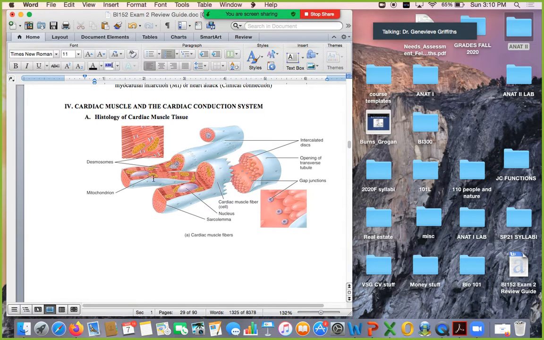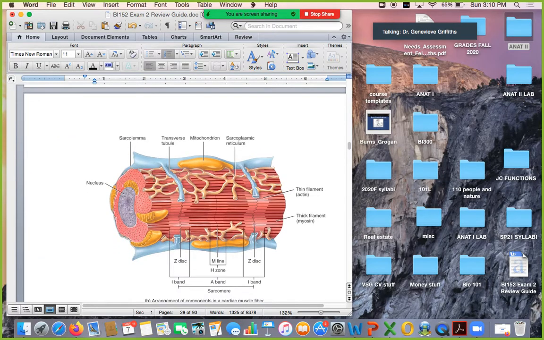We also have a ton of mitochondria. Again, mitochondria are going to be energy-producing organelles. Really important. We're going to need a lot of energy to be continuously pumping. We're also going to need a lot of oxygen to be continuously pumping, which is why we have our own blood supply.